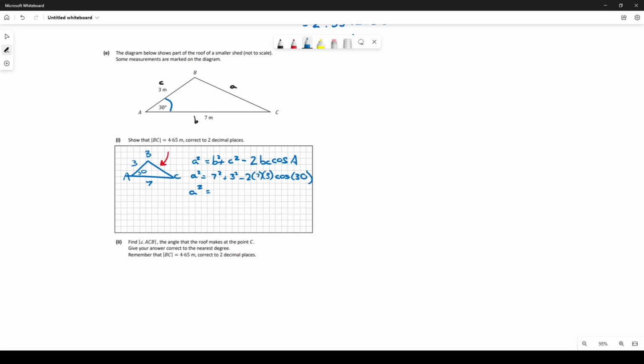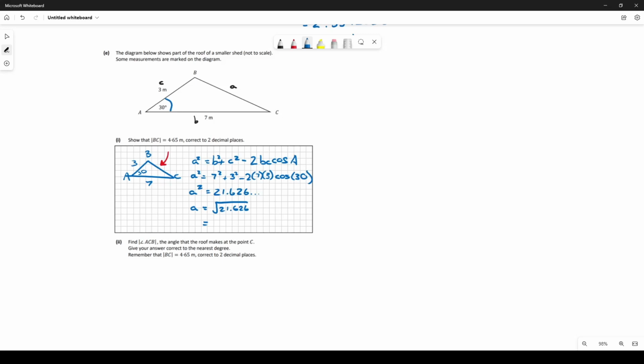49 plus, minus 2 times 7 times 3 cos 30. I am in degrees. 21.626, whatever. A squared is equal to that. So A would be equal to the square root of 21.626. On your calculators, if you have the answer 21.626 written on the bottom and you immediately press square root, you can press the answer button on the bottom right and it just remembers what the answer was.